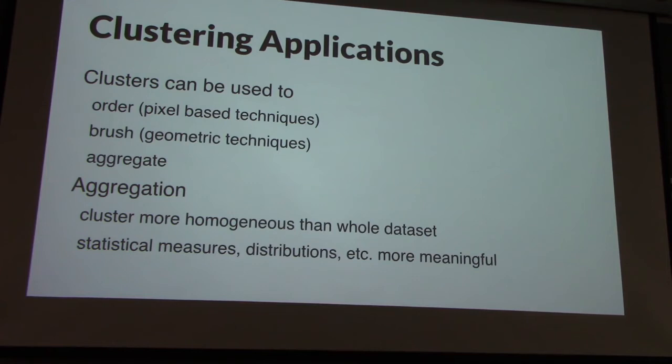The reason we can use clustering for aggregation is that the clusters themselves are more homogeneous than the whole data set. If we cluster something together, we may assume that the group in the cluster shares attributes, and therefore we can faithfully represent it in some compact way. Statistical measures, for example the mean of a cluster, are probably more meaningful than the mean of a whole data set, because I will have multiple means, and there will be less error in a mean if I take the mean of a cluster compared to the mean of a whole data set. So that's why clustering is useful.